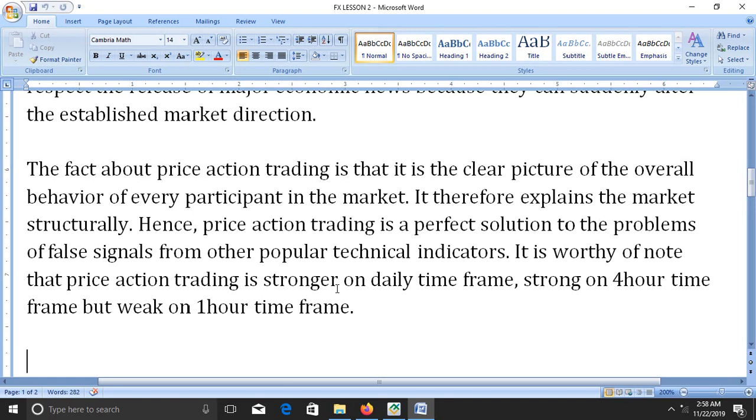You need to know that it is stronger on the daily time frame, it's strong on the 4-hour time frame, but weak on the 1-hour time frame. Different traders use different time frames for their trading, but if you want to be a price action trader, I will really advise that you respect the daily time frame, because the information you get from the daily time frame is more reliable than from the 4-hour, and the 4-hour is much more reliable than the 1-hour.